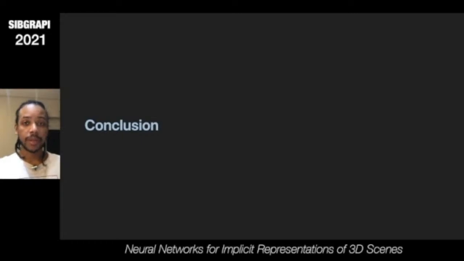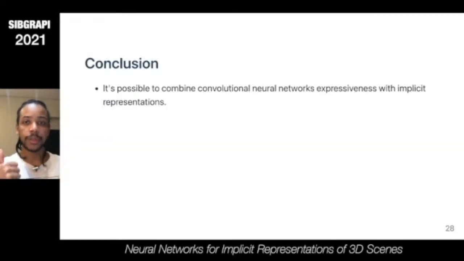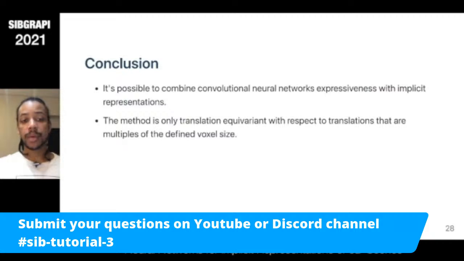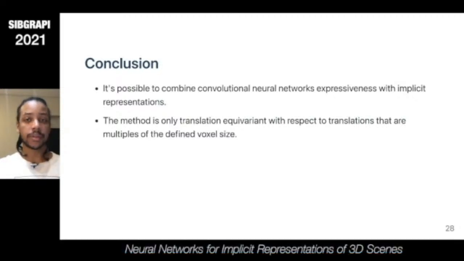To finish this part, let's go to the conclusions. So first, it's possible to combine the expressiveness of a convolutional neural network with implicit representations. And we saw that shape reconstruction can benefit from translation equivariance. It's important to notice that this method is only translation equivariant with respect to translations that are multiples of the defined voxel size, and in particular, it's not rotation invariant.